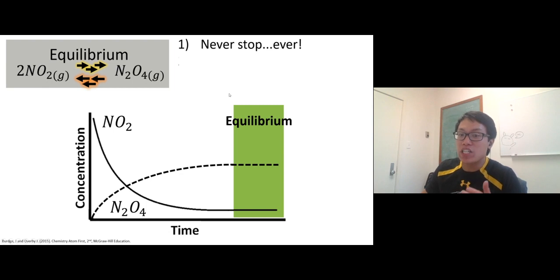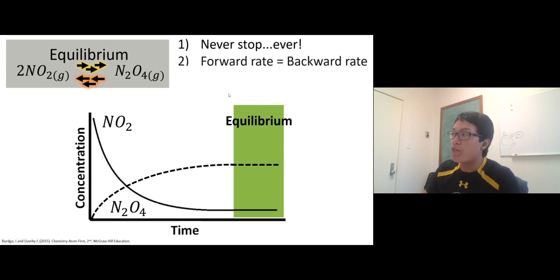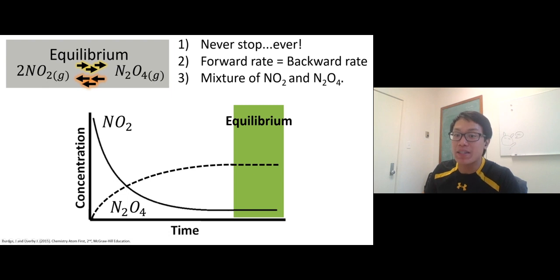But we see no change in concentration because the forward rate is equal to the reverse rate, and we end up with a mixture of the reactant and the product. Does it make sense? The forward and backward rates are equal, so it just goes in a cycle. Okay, now here's the concept of equilibrium. But now let's focus on the result of equilibrium that gives us a mixture.